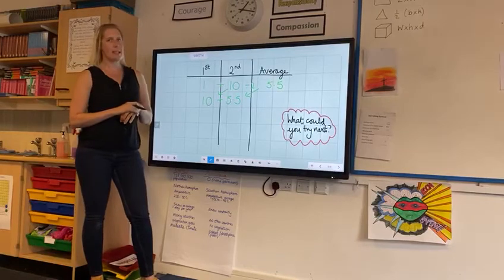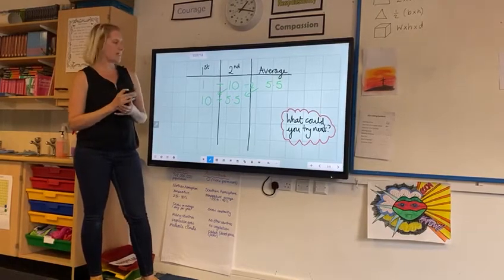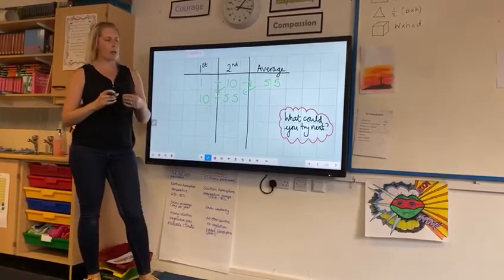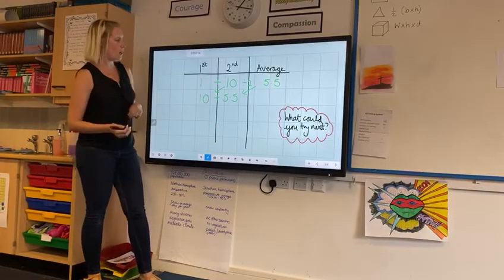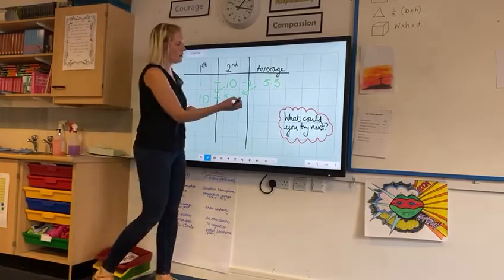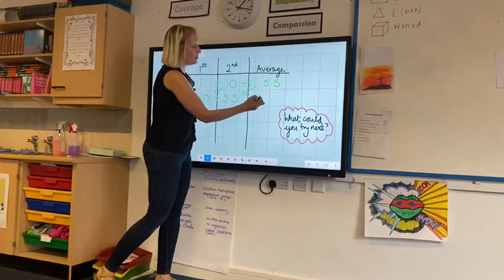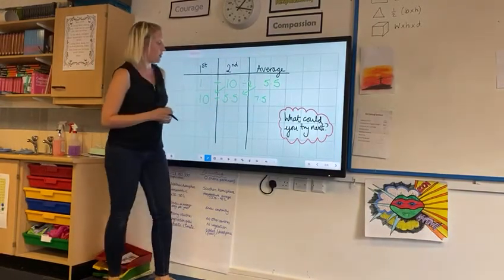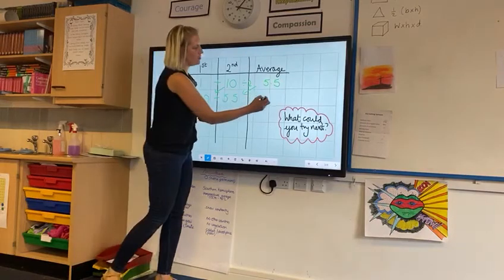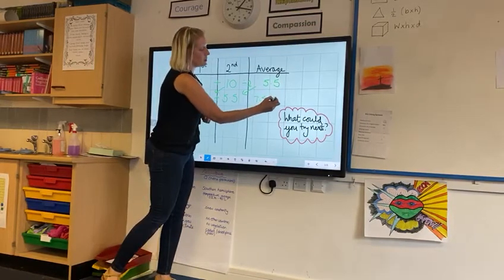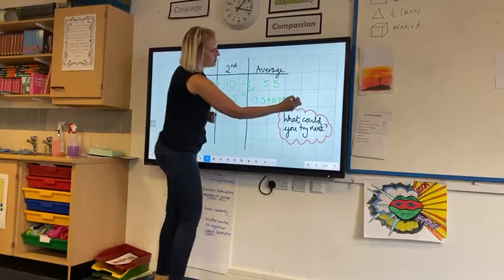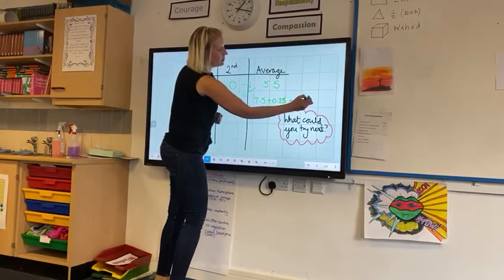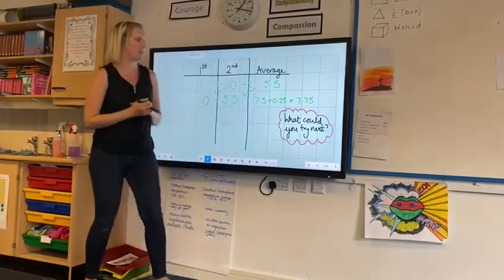Now, if you want to get a calculator to do that, you can. That's absolutely fine. I'm going to do it in my head. So for 15.5 divided by 2, I know that 15 divided by 2 is 7.5. And I know that 0.5 divided by 2 is 0.25. So I have 7.75 if I put them back together again.